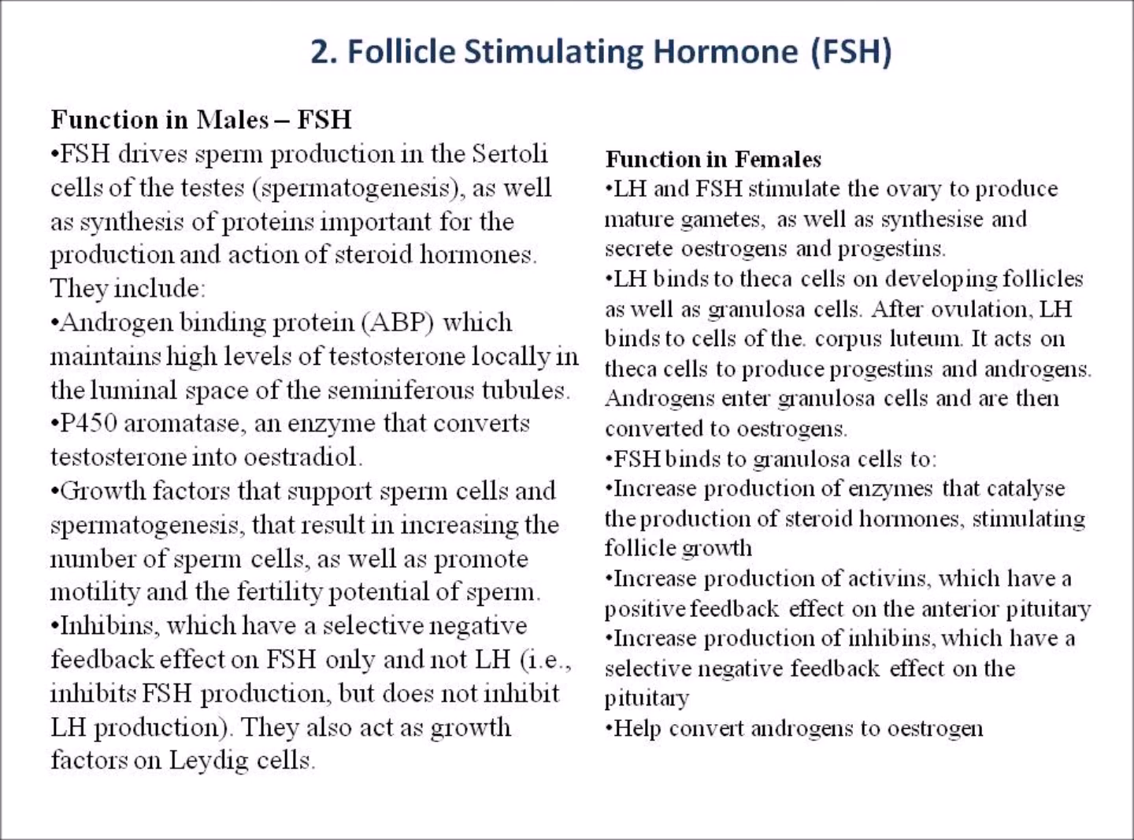FSH binds to granulosa cells to increase production of enzymes that catalyze the production of steroid hormones, stimulating follicle growth. It increases production of activins, which have a positive feedback effect on the anterior pituitary. It increases production of inhibin, which has a selective negative feedback effect on the pituitary. It also helps to convert androgen to estrogen.